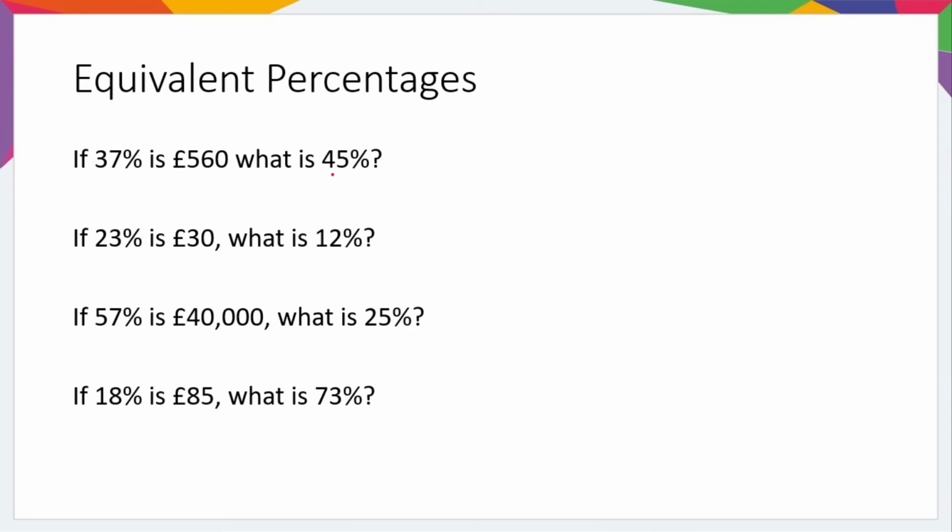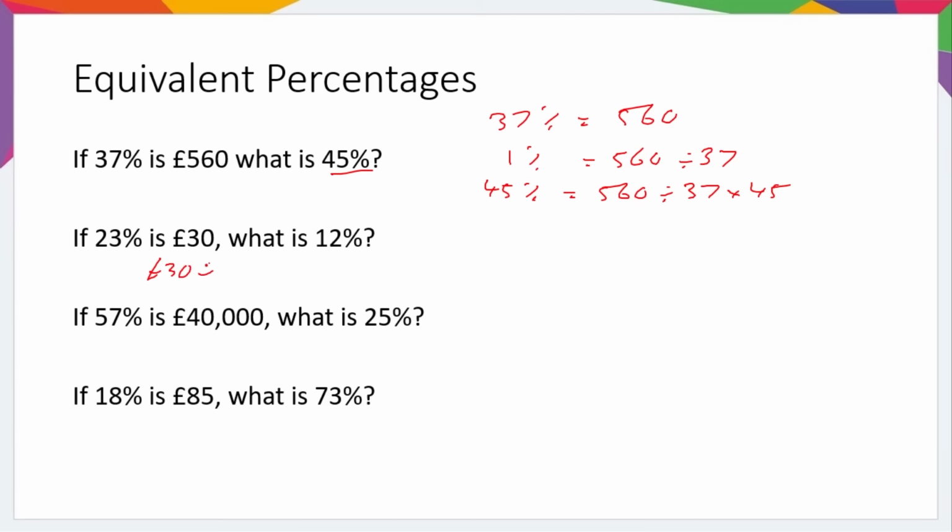And it doesn't have to be a 100% amount. If 37% equals 560, then 1% is 560 divided by 37. Therefore, 45% is 560 divided by 37 times 45. Practice this a few times and you'll get really, really fluent. So for example, the next one is going to be £30 divided by 23 multiplied by 12. That's your 1%. That's your 12%.